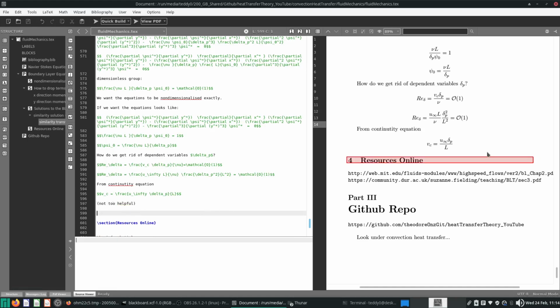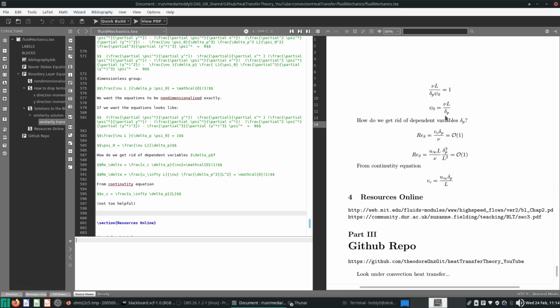So what we can do instead is to get rid of our delta P right here. Okay, so what's helpful is to use the physics. We use the physics of the boundary layer, i.e. creeping flow in the boundary layer. We use the creeping flow assumption in the boundary layer in order to get this done properly.